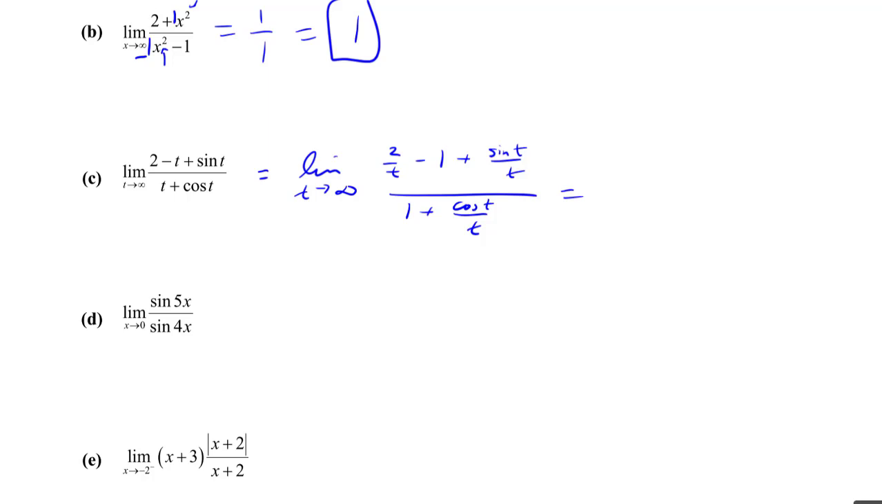Now let's take a look at everything. As t goes to infinity, 2 over t will go to 0. Then I have minus 1. Then I have sine t over t. Remember, sine t over t as t goes to infinity is going to go to 0. Then I have 1 in the denominator, and then another 0, because just like sine t over t, cosine t over t is going to go to 0 as t goes to infinity. So I get negative 1 over 1, I get negative 1.